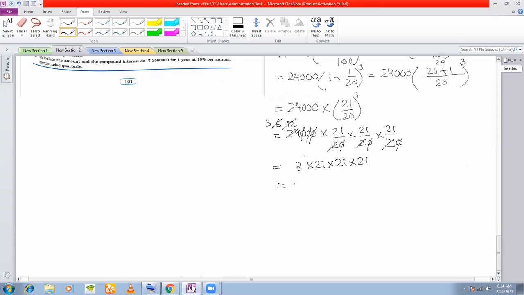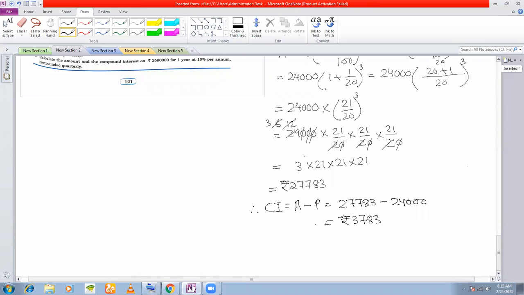27,783. Okay, this is the amount that you are getting after. Let's write rupees at last. This is rupees 27,783. This is the amount after 1.5 years. So therefore, the compound interest should be the amount minus principal. So 27,783 minus the principal here is 24,000. So this compound interest will get rupees 3,783.